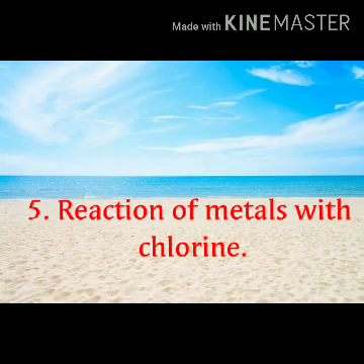Fifth reaction, reaction of metal with chlorine. Metal reacts with chlorine to form ionic chlorides. In the formation of metal chlorides, the metal atoms lose electrons and become positively charged ions, whereas chlorine atoms gain electrons and become negatively charged chloride ions. In other words, metals form ionic chlorides because they can give electrons to chlorine atoms to form ions.